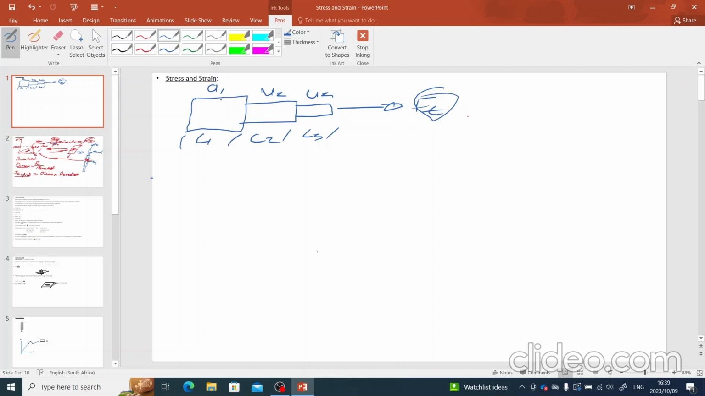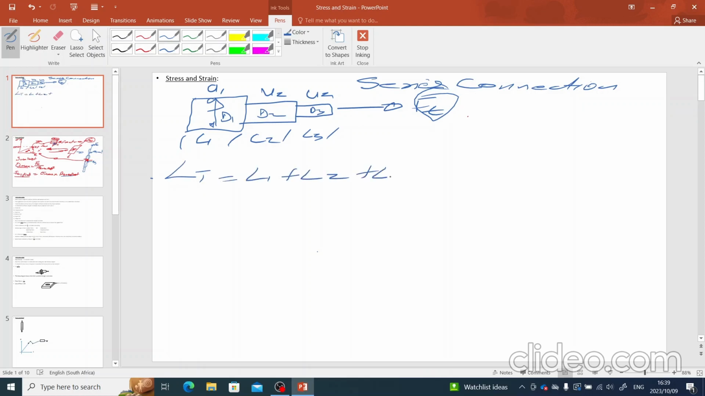This is the series connection. This is your diameter 1, D1, D2, D3. Now, if you are given a test piece like this, connected in series, because chapter 1 deals with series connection, then chapter 2 deals with parallel connection. Now, in calculating the total length here, length total equals L1 plus L2 plus L3. That's what we said from N4. Chapter 1 can be a problem because it's a continuity, or rather, it's the revision of N4.